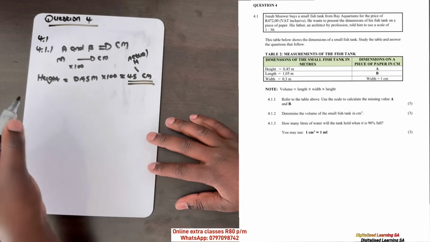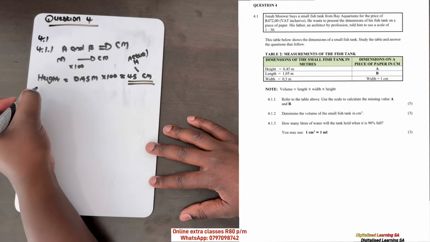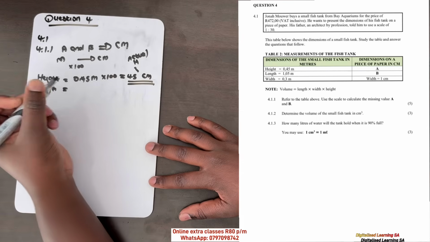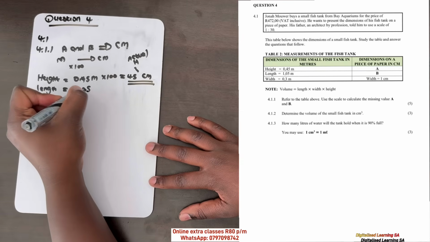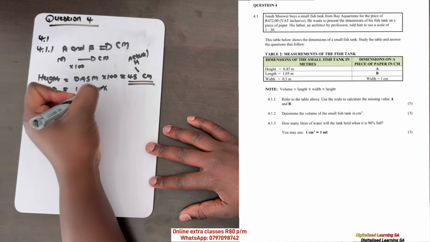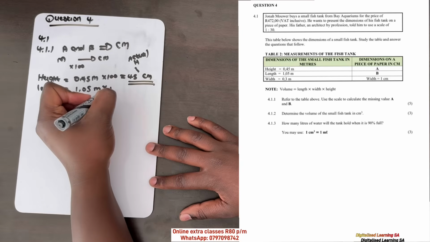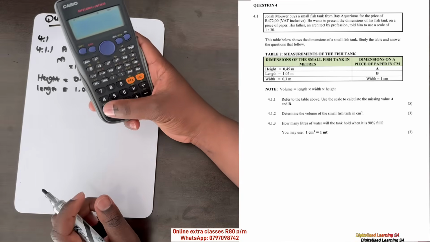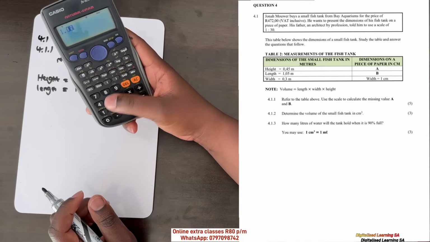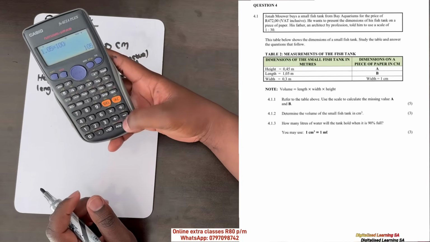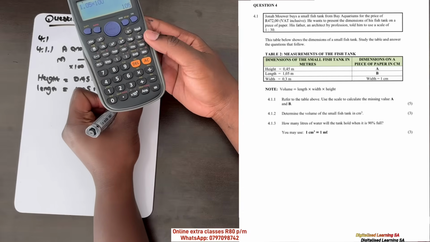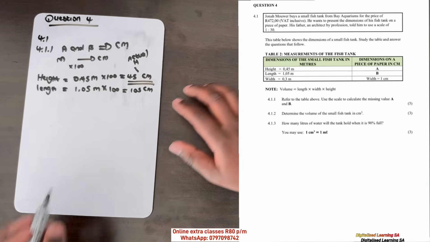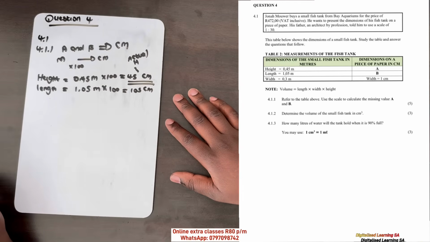Okay, so now let's do the same for our length. We know that our length is given as 1.05 meters. If we want to convert it into centimeters, we just multiply by 100. So let's quickly do that again. It will be 1.05 multiplied by 100, and the answer will be 105 centimeters. Okay, so these are in actual reality.